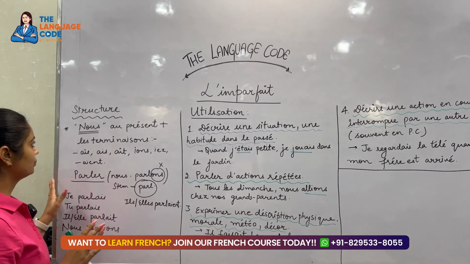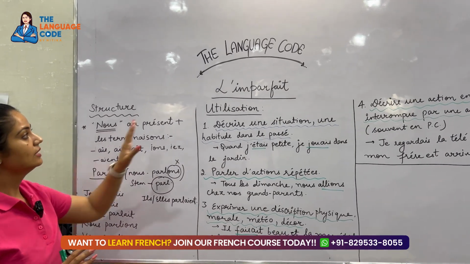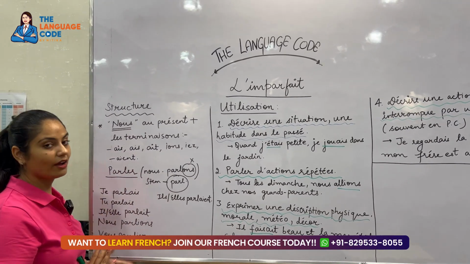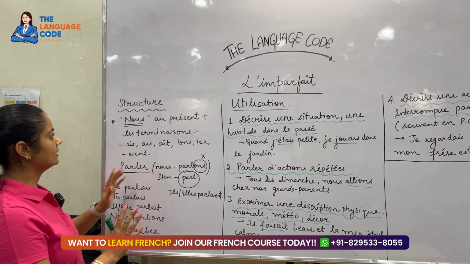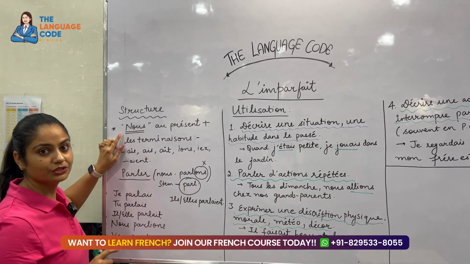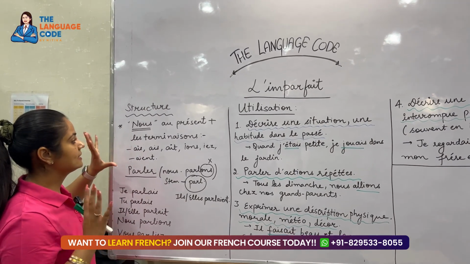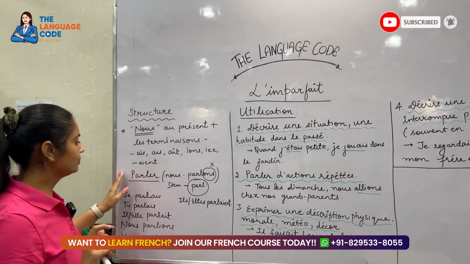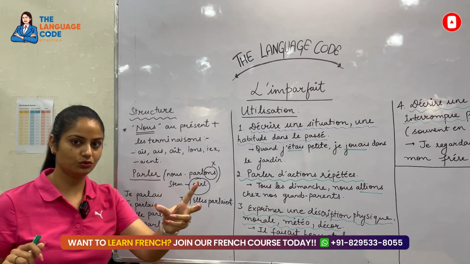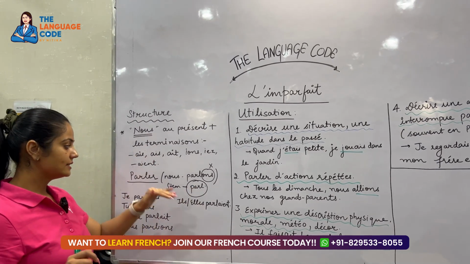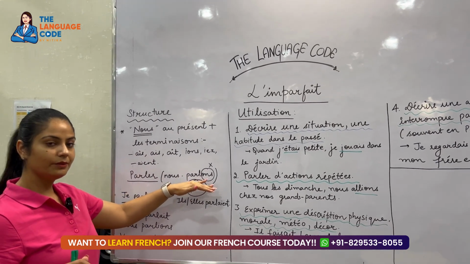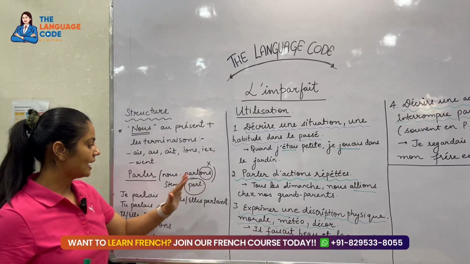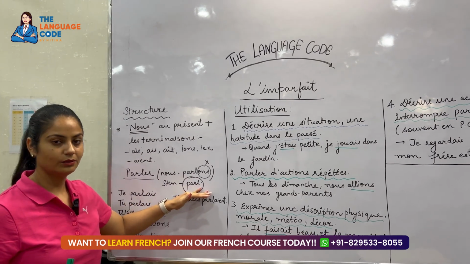Let's learn the structure, that is formation de l'imparfait. How the l'imparfait is formed. The first thing you have to do is take the radical in the present form with the conjugation of nous. For example, let's take parler. You need to take nous, the conjugation of parler in the present form. So nous parlons. Now we will remove the ons from the end and we are left with the stem parl.